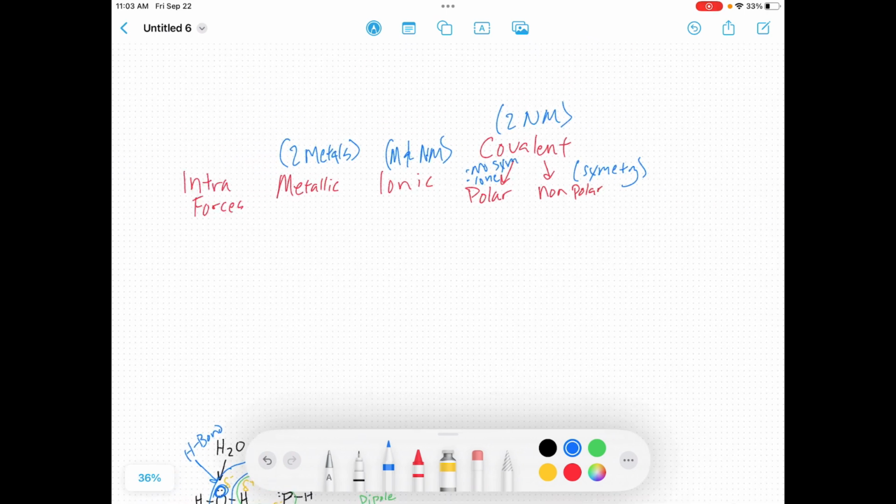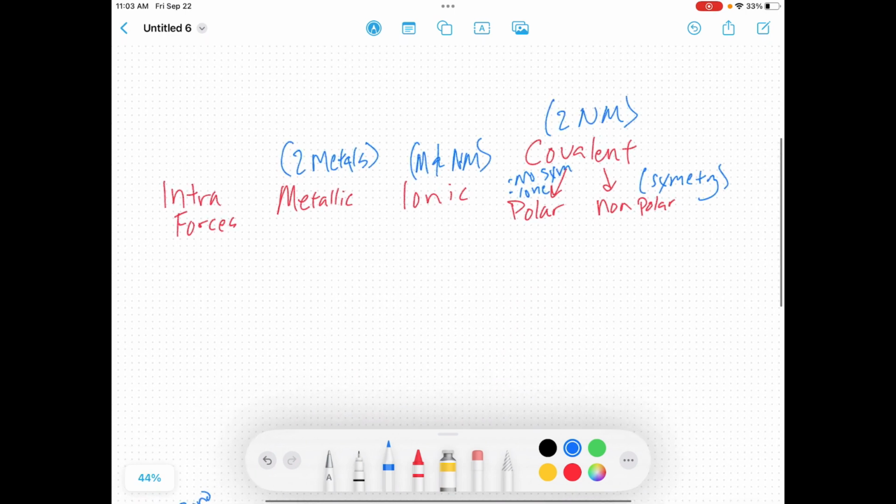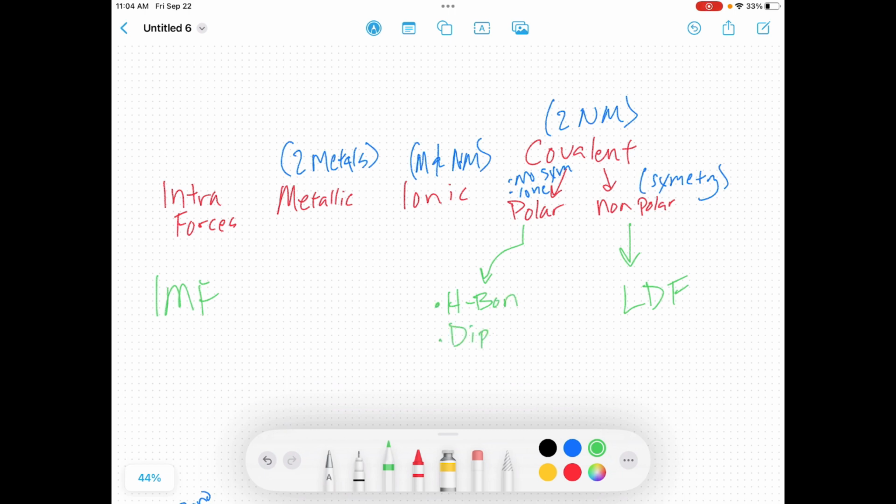And then these intramolecular forces are ranked in order of strongest to weakest. So metallic is strongest, nonpolar is weakest. Within these categories, we have our IMF forces. So in nonpolar covalent molecules, you only have London dispersion forces. For polar covalent, you can have hydrogen bond, dipole-dipole, and you can have LDF forces.